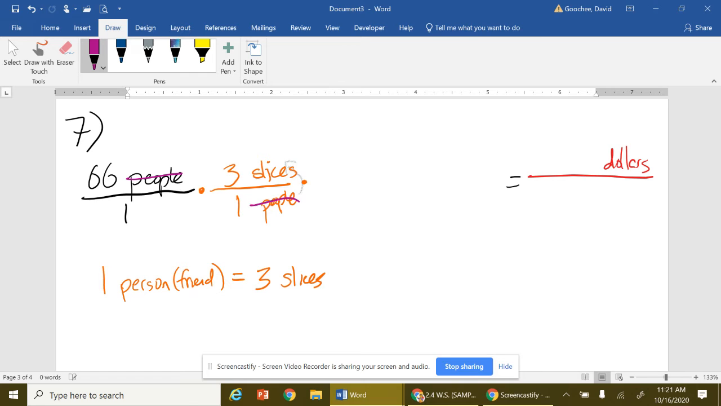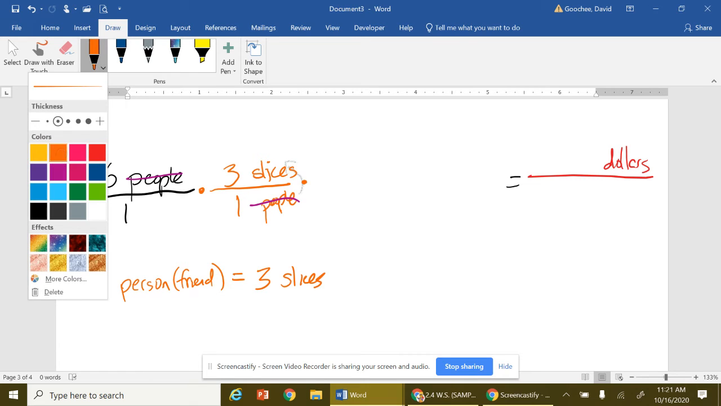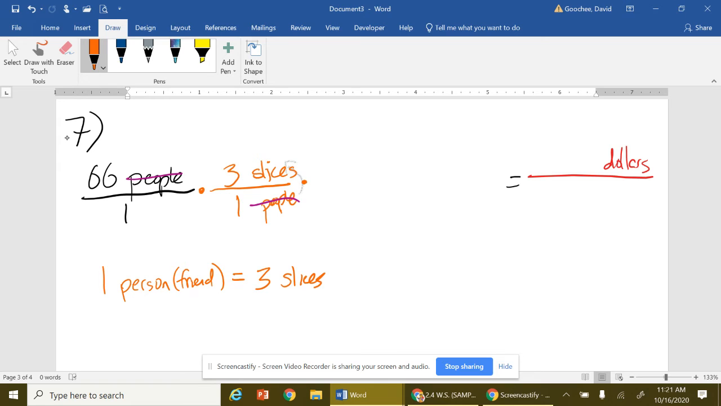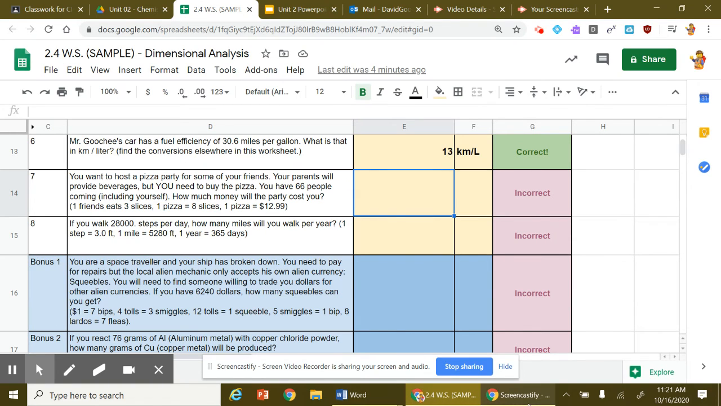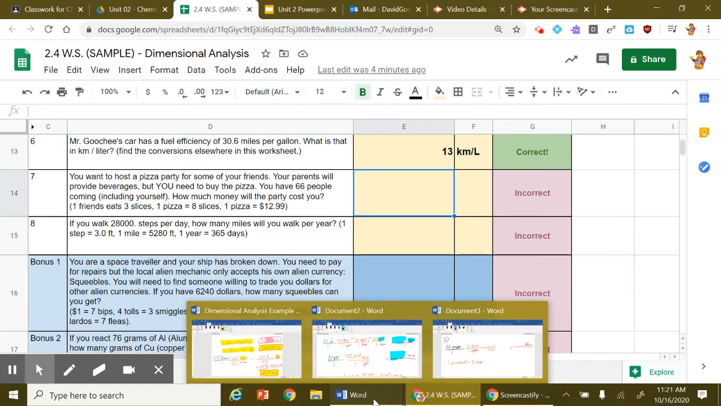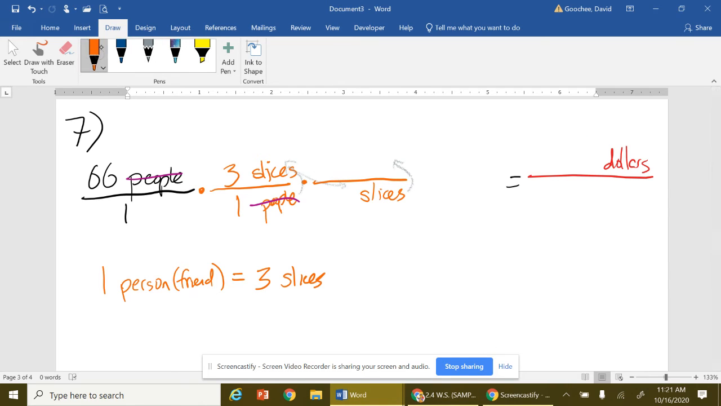So we're out of people and we're into slices of pizza. We want to get into dollars, so we got to get out of slices, and we have got to turn slices into something else. What can we convert from slices into? Let's take a look at the conversion factors provided to us. One pizza is 8 slices. Very good, so we can use that conversion. That's depending on the kind of pizza you're getting. I'm assuming it's just an 8 slice pizza.